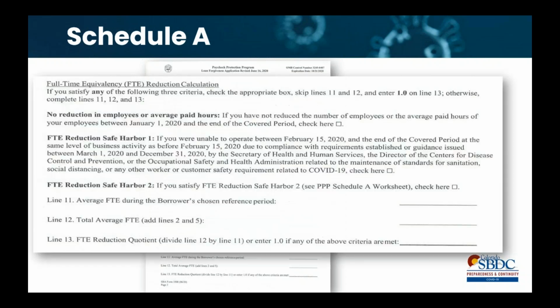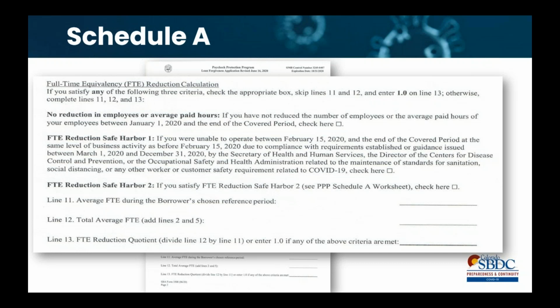Let's go through these safe harbors again. The first one is that we had no reduction in employees or average hours paid. That's not really a safe harbor, that's just how the rules work. Safe harbor number 1 means that we were not able to operate at the same level of business activity due to compliance with government requirements or guidance. This is an important one, and many businesses will be able to qualify for this safe harbor.